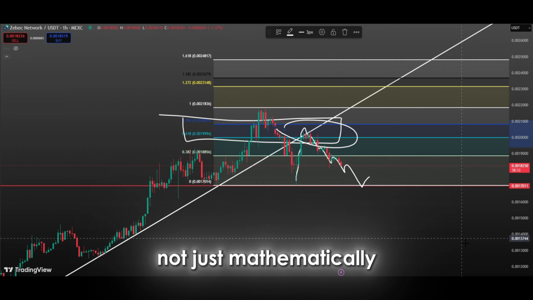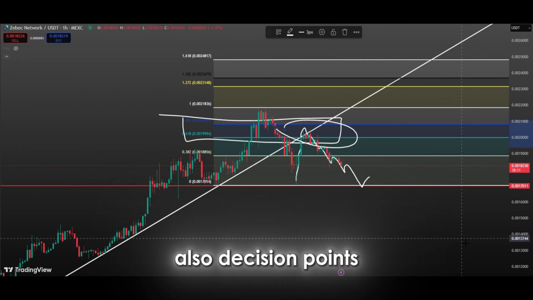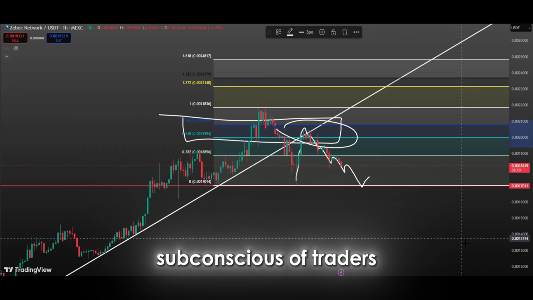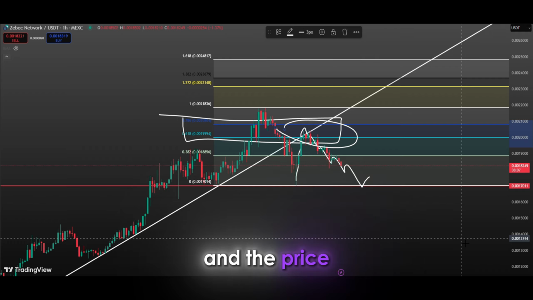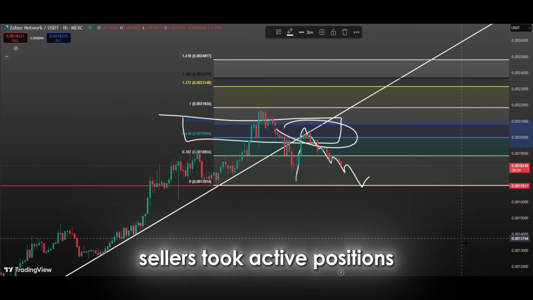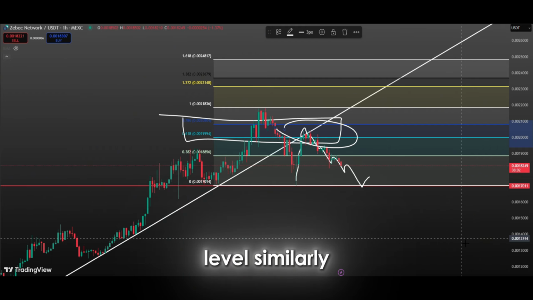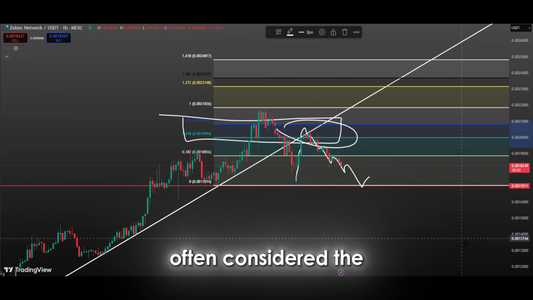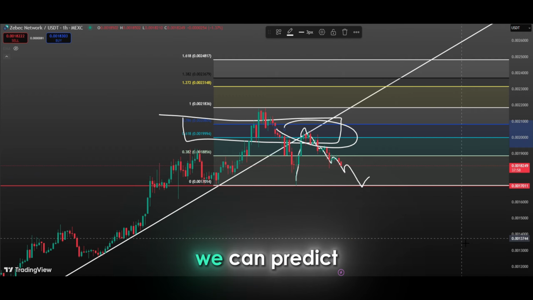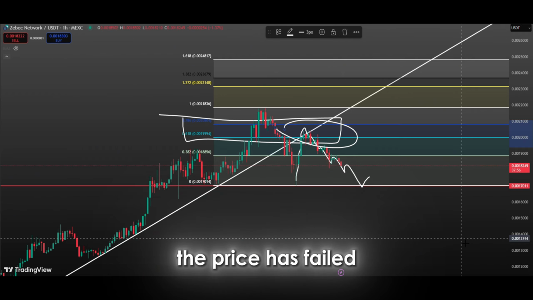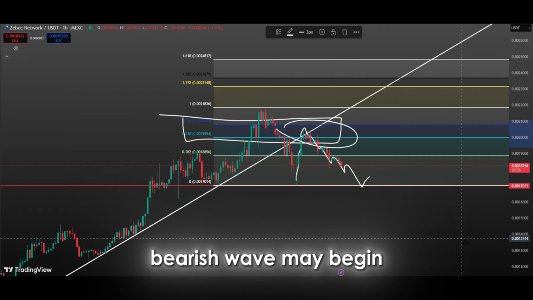Fibonacci levels are not just mathematically determined lines, but also decision points in the collective subconscious of traders. If the 0.618 level could not be crossed and the price bounced sharply from there, this indicates not only the weakness of buyers, but also that sellers took active positions to defend this level. Similarly, the 0.786 level is often considered the last line of defense. If this level also fails to be breached, we can predict that the current bullish move of the price has failed and a new bearish wave may begin.